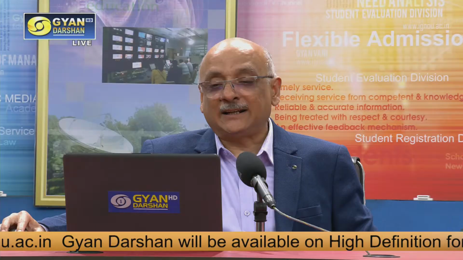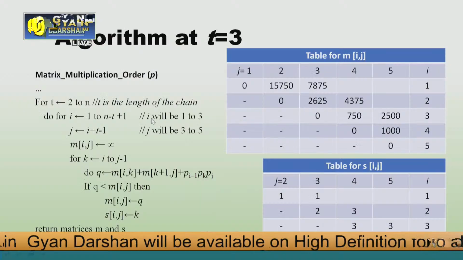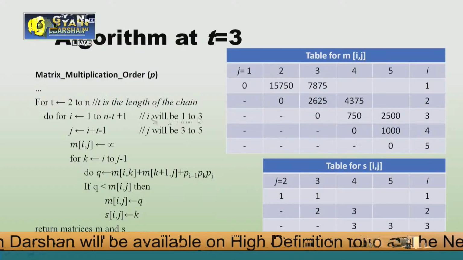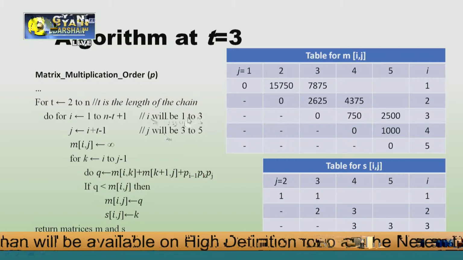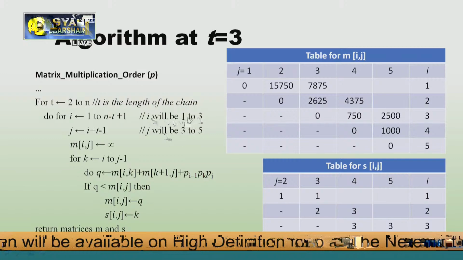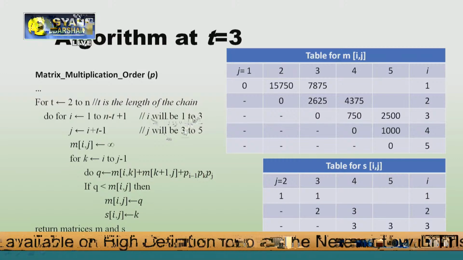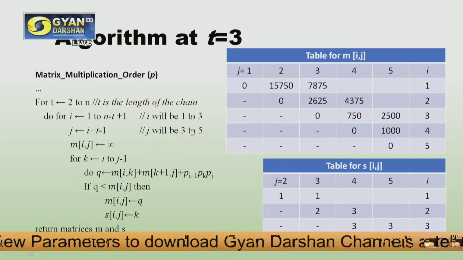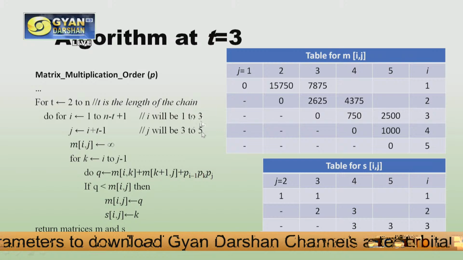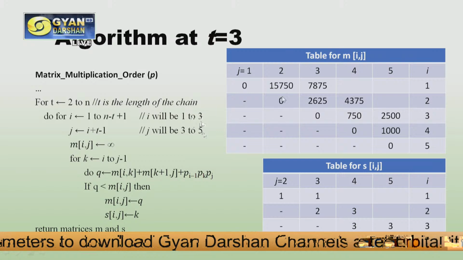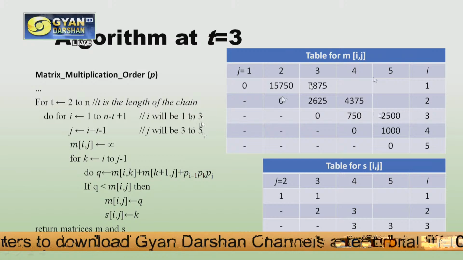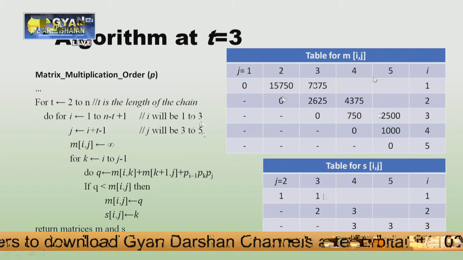Now what you see, once again the same multiplication, but the i value will be from 1 to 3 only, and accordingly the value of j is going to be, when i is 1, j equals 3; when i is 2, j equals 4; when i is 3, j equals 5. So these three values are going to be filled up now.